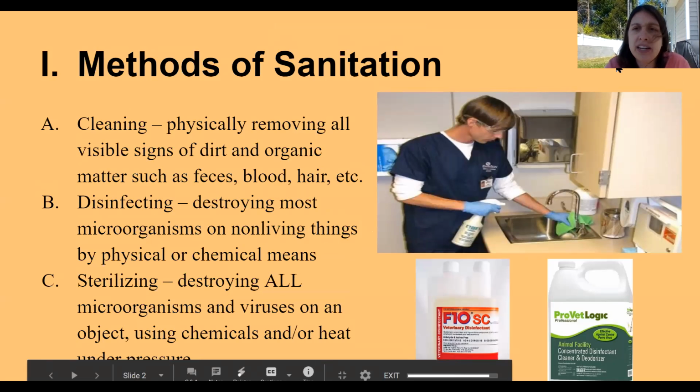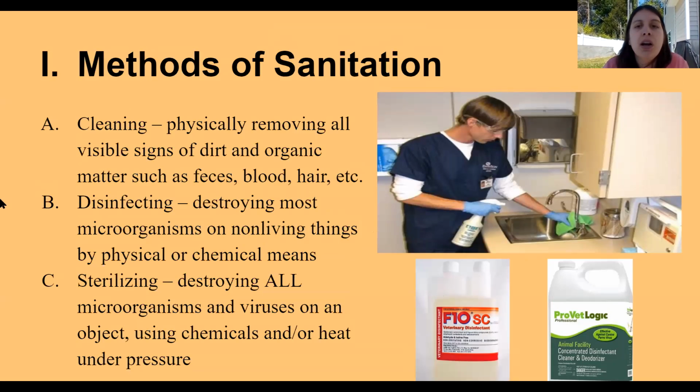So there are 3 different categories of sanitation. The first one and the most basic, think of it kind of like a pyramid of how clean are we trying to get this place? The first one is cleaning, and that's just the basic one. That's our bottom layer of the pyramid. Cleaning, you're physically removing any visible signs of dirt or anything else that shouldn't be there, like feces, blood, hair. You're just doing basic cleaning, wiping down surfaces, sweeping the floors.